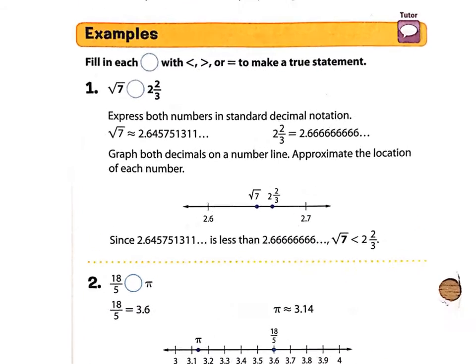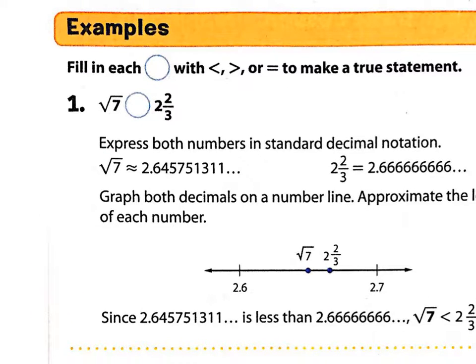So it says fill in each circle or blank with a less than, greater than, or equal to sign to make a true statement. Obviously we don't know the exact value of the square root of 7, so we have to figure it out. If we put the square root of 7 in our calculator, it gives us 2.645751311, and so on. Is that less than, equal to, or greater than 2.66666? It's less than, right? So we just write the less than sign.